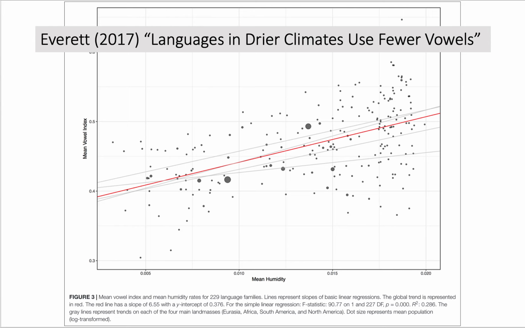And we should note that this figure actually does not give us individual languages, but it gives us the mean value per language family. So for language families too, the paper demonstrates that mean humidity has a positive relationship with mean vowel index. There's quite a bit of work like that on different aspects of phonology and different aspects of what climate looks like in different areas of the world.